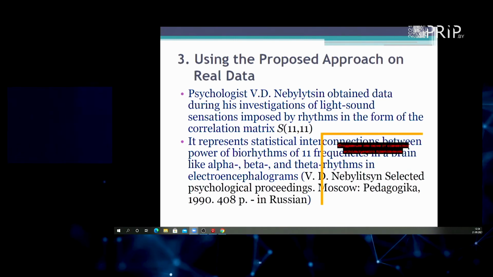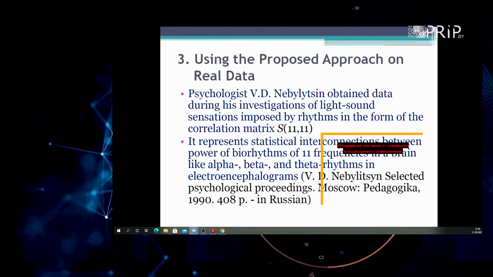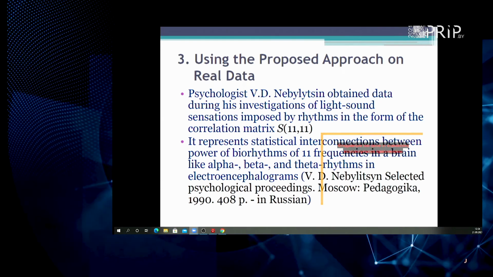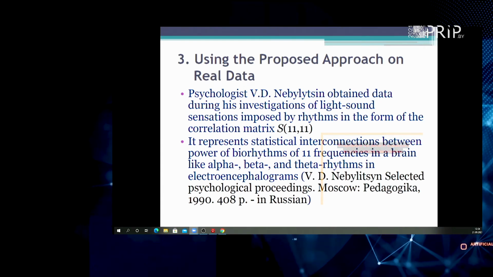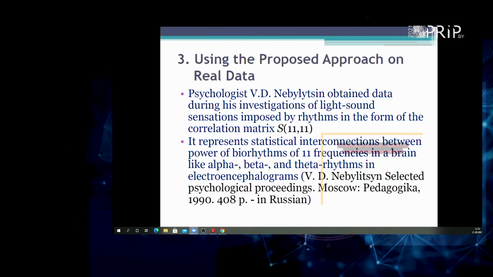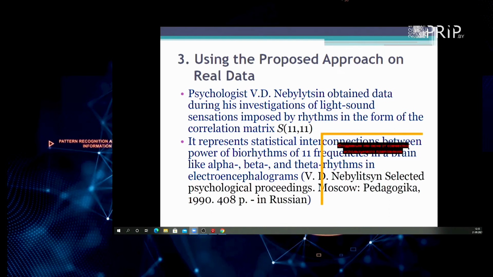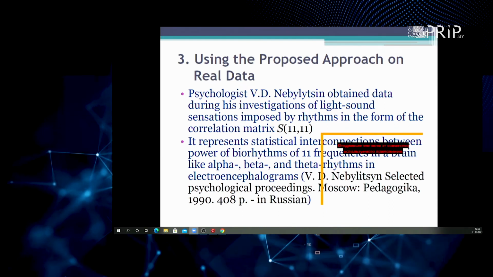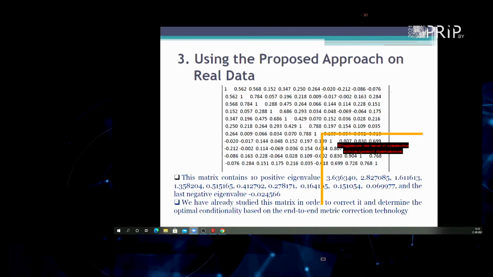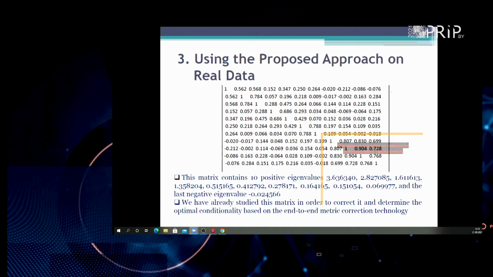What does it mean using the proposed approach for real data? For example, the psychologist Nibelitsyn obtained data during his investigation of light-sound sensations imposed by rhythms in the form of a correlation matrix. It represents statistical interconnections between power biorhythms of 11 frequencies of the brain, like alpha, beta, and theta rhythms in electroencephalograms. So this is the example of this correlation matrix. This matrix contains 10 positive and 1 negative eigenvalue, so it has metric violations.